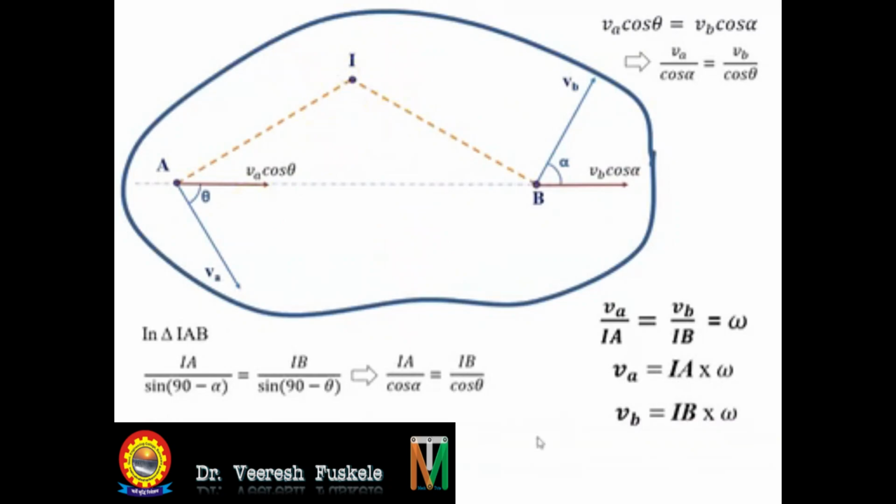Now, as per the figure, VA cos theta will be the component of the velocity of A in the direction of AB, and the component of VB in the direction of AB will be VB cos alpha. Now, as the distance between A and B will never change as it is a rigid body, the two velocity components must be the same. That is, VA cos theta should be equal to VB cos alpha. So this will give us VA upon cos alpha equal to VB upon cos theta.